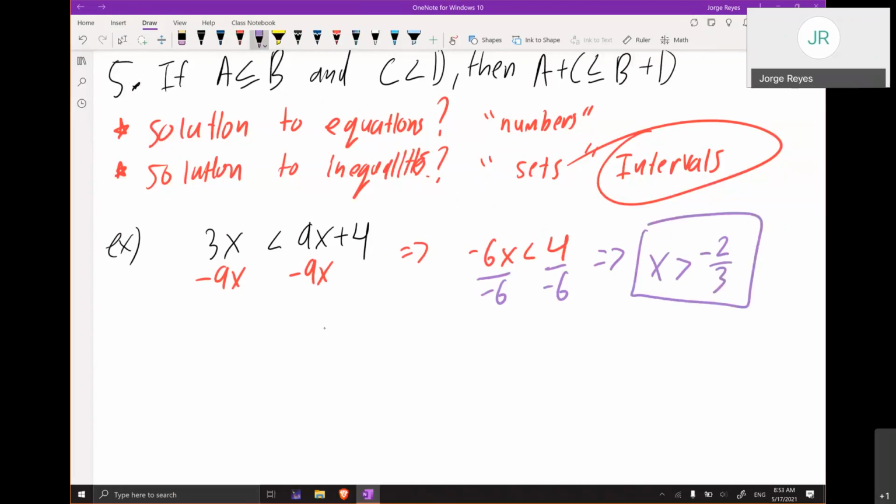Now in interval notation, that means it's negative 2/3, comma, infinity. All the numbers bigger than negative 2/3. So for linear stuff, inequalities are basically just equalities. You don't do anything special.